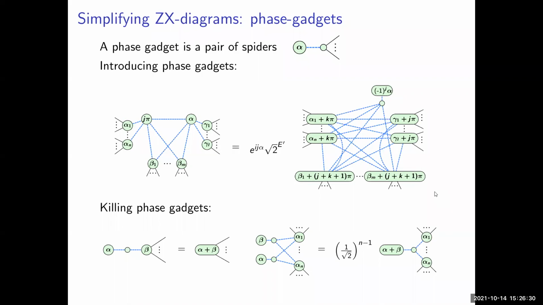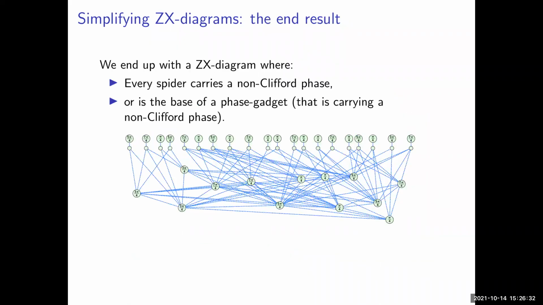Okay. So the end result is that we end up with a ZX diagram where every spider carries a non-Clifford phase, because if it didn't carry a non-Clifford phase, we could remove it. Or it is the base of a phase gadget, and this phase gadget carries a non-Clifford phase. So the diagram will look something like this. And the reason this is so messy is because this is an actual example of a circuit, an amplitude of a circuit that has been simplified in this way.